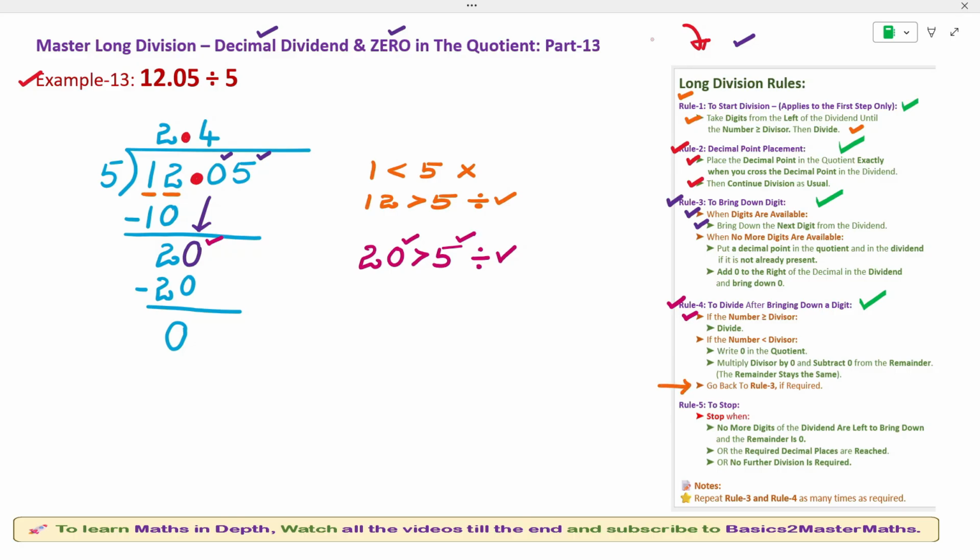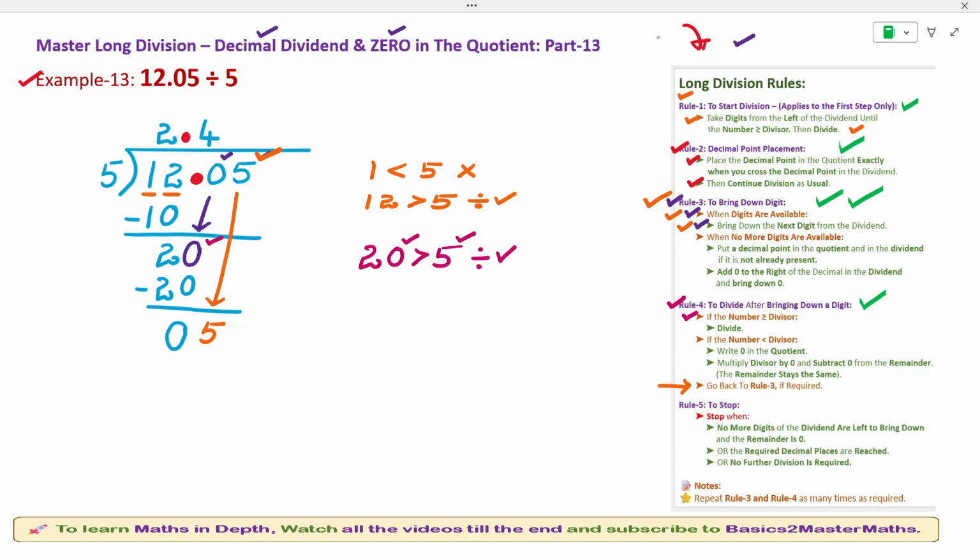Before going to rule 3, check whether any digits are available in the dividend to bring down. In this case, the digit is available. Let us apply rule 3 again. When digits are available, bring down the next digit from the dividend. In this case, bring down 5. Now, rule 3 is complete for the second time.